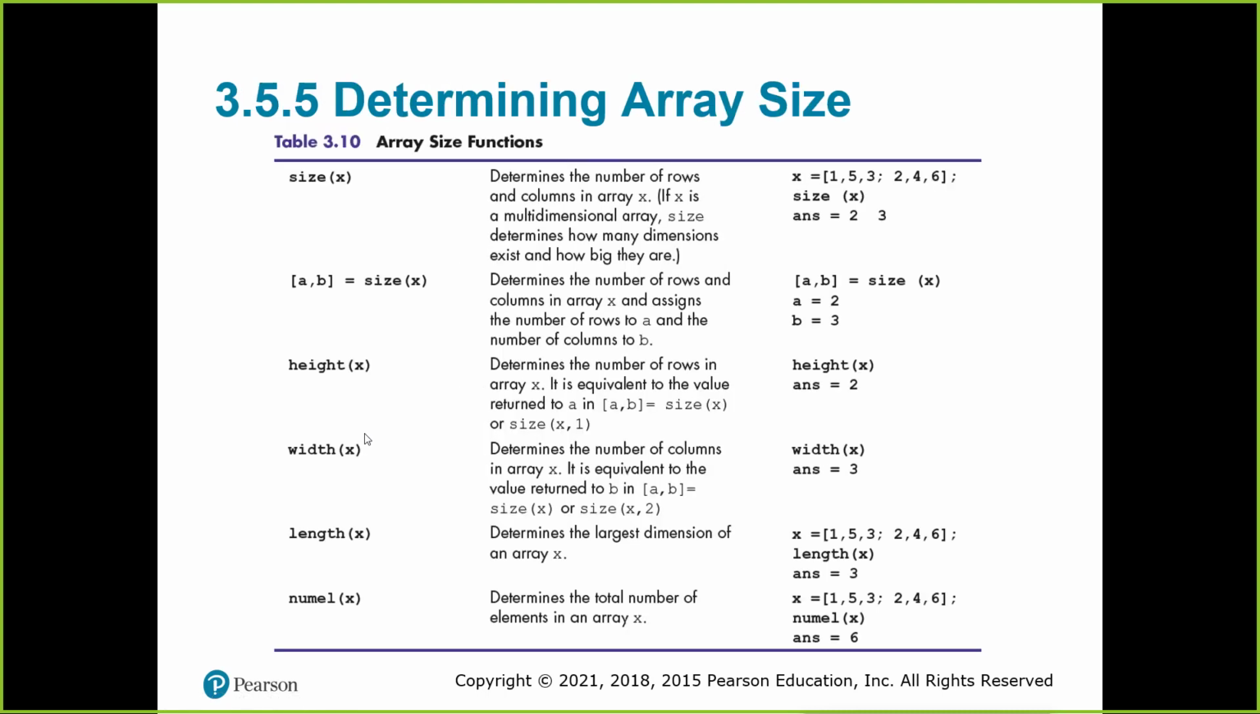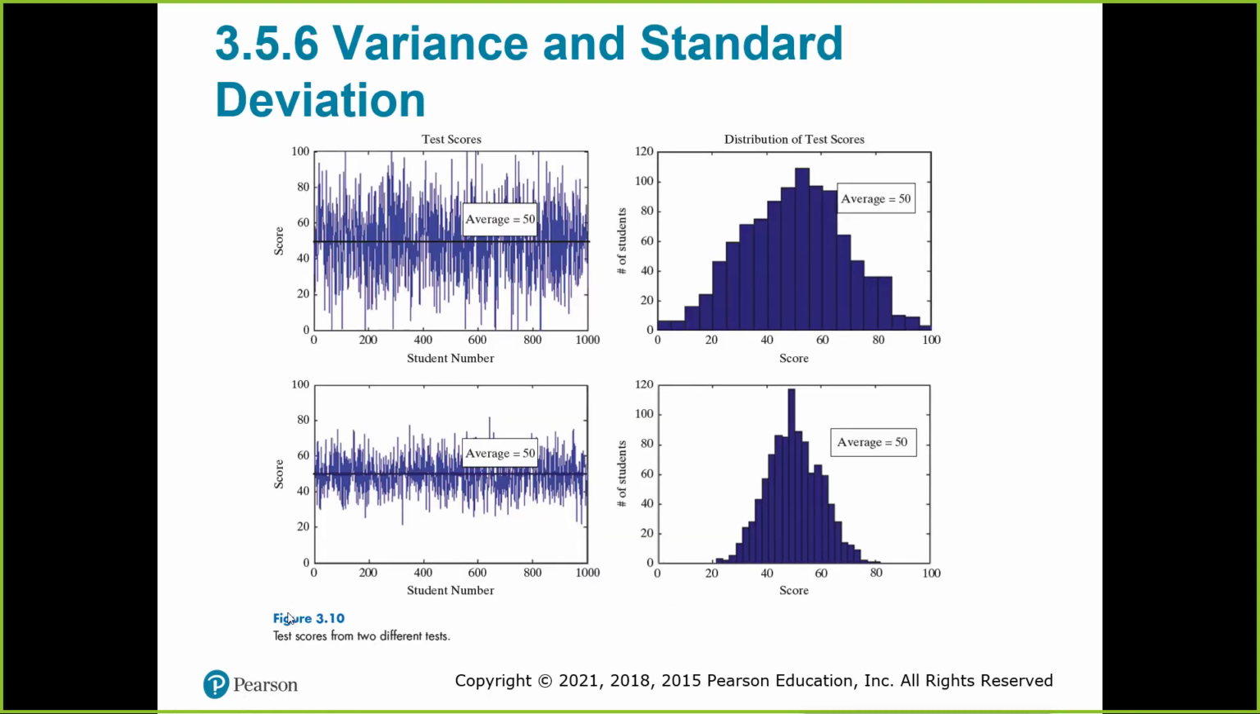Determining array size. Size returns the number of rows and columns, and if you assign it to two outputs, then they'll be assigned to variables. Height gives the number of rows, width gives the number of columns, length determines the largest dimension of the array, and numel, or number of elements, determines the total elements in the array. So it just counts them up and spits out a number. Again, these are all in your textbook. I think these are actually just copied right out of the textbook.